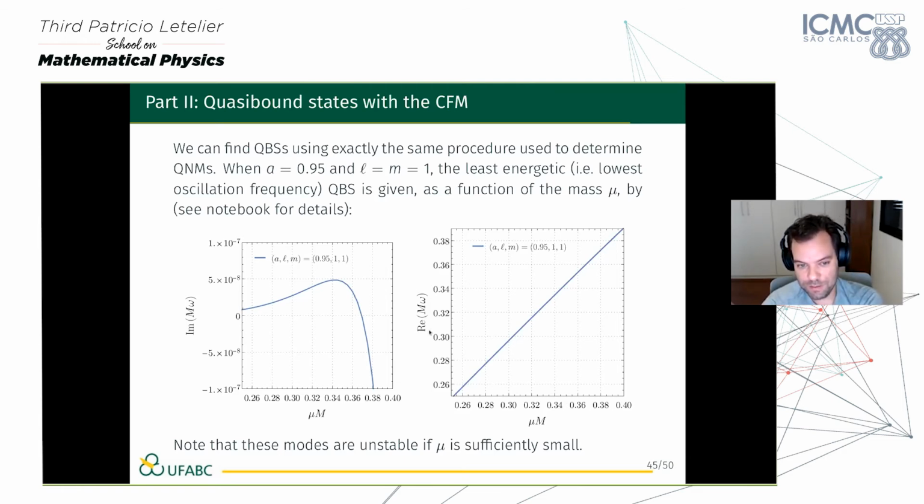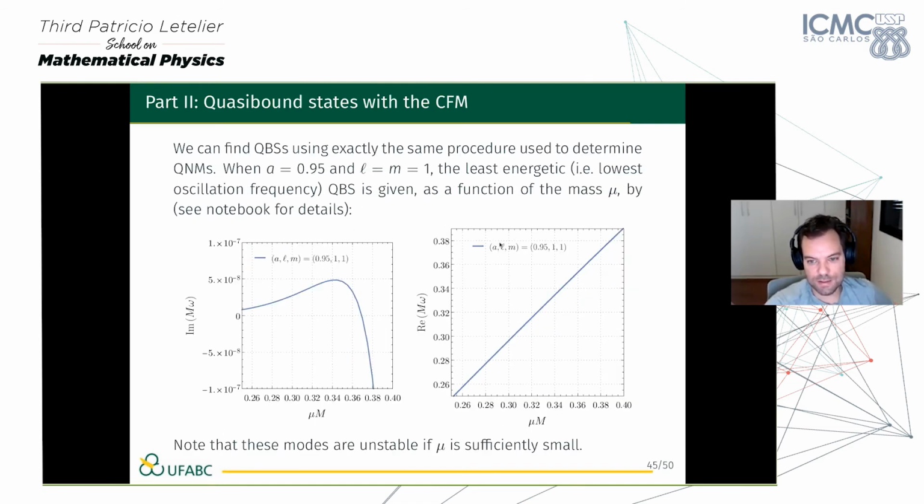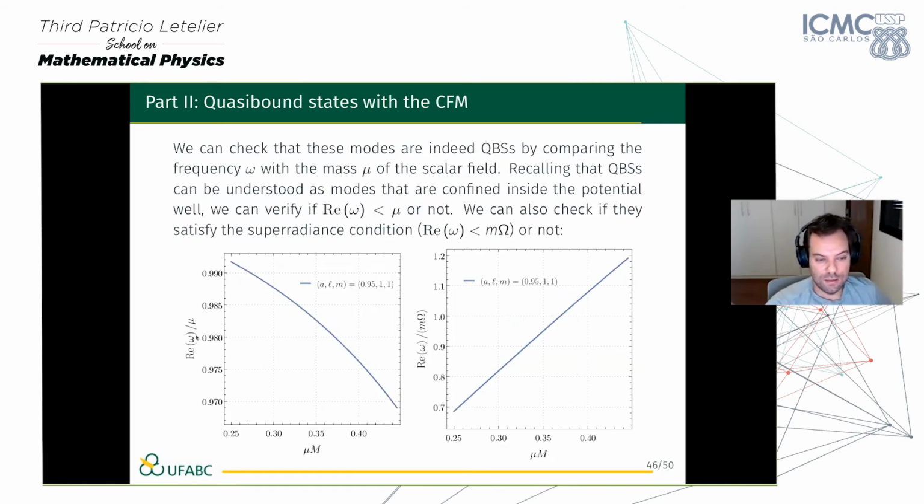But anyway, just to conclude this part about the quasi-bound states, we can look at the real frequency, and we can compare it with the condition for superradiance, and we can compare it with the mass of the scalar field, and that's what I do here. On the left plot, I show you the ratio between the real frequency and the scalar field mass. And you see that for all these modes, these plots correspond to exactly the same situation as this. You can see that this ratio, the real frequency divided by the scalar field mass, is always smaller than 1.